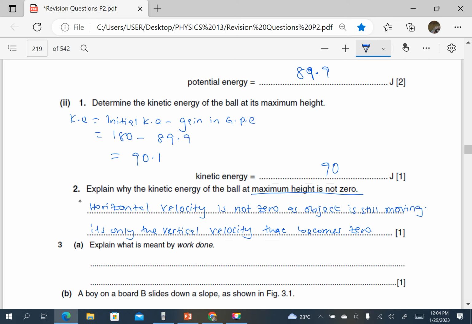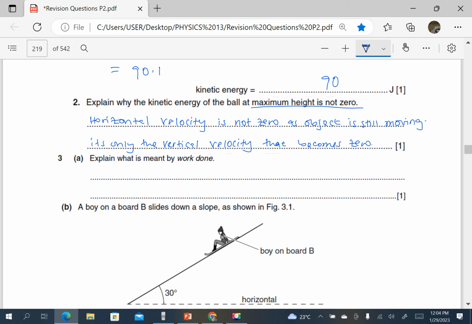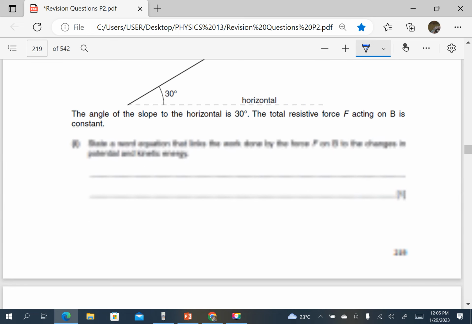It's only the vertical velocity that becomes zero. Explain what is meant by work done. So we know work done is force times displacement in the direction of the force. Force times displacement in the direction of the force. That is work done. We have defined that enough.